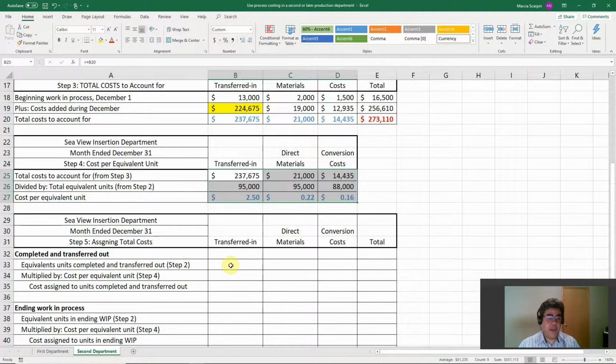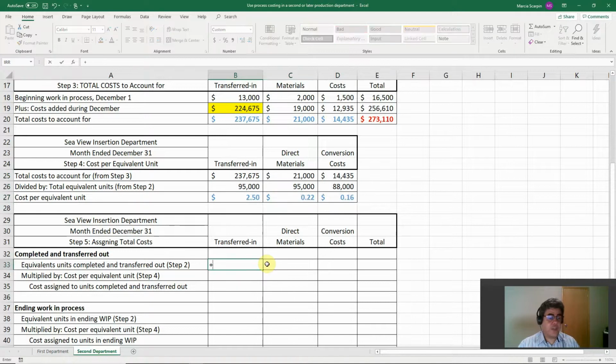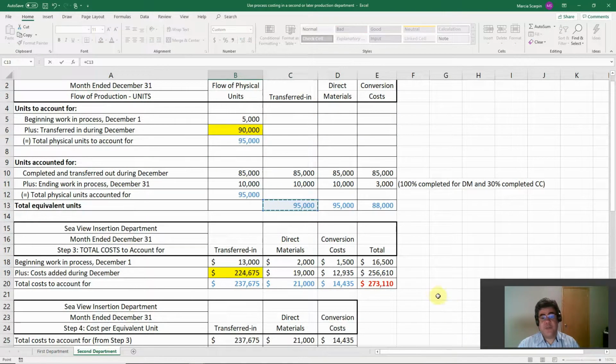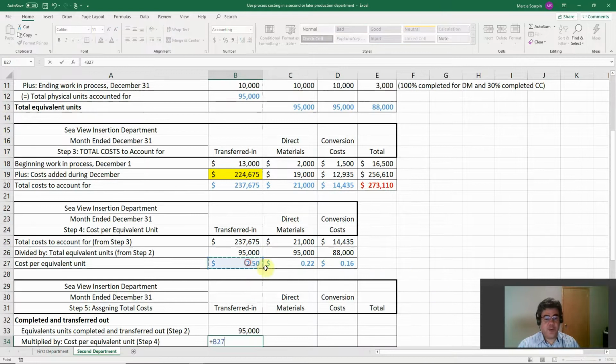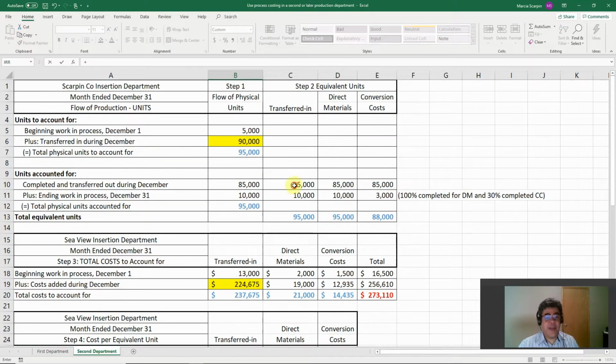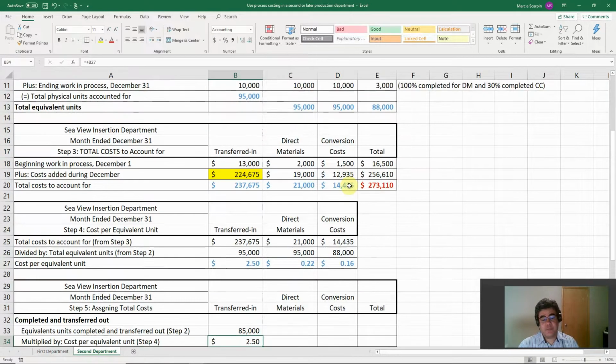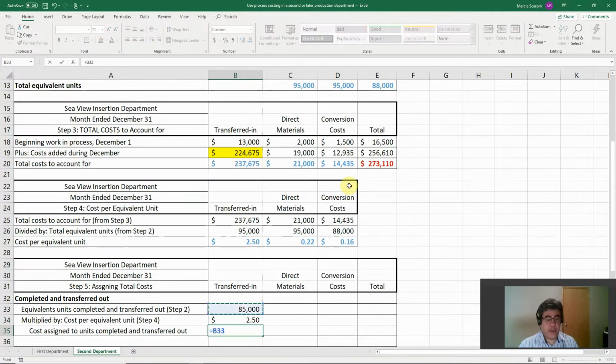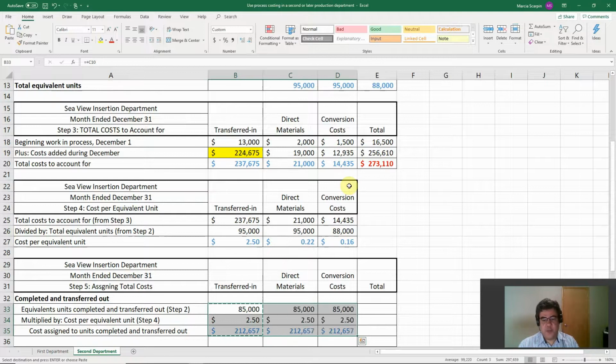Step number five, let's split it into completed and transferred out, and ending work in process. Transferred in equivalent units, 95. Cost per equivalent unit, 2.5. Cost assigned, 95. Whoops, sorry, it's not 95. It is equivalent units completed, 85. Double check it, very common mistake. 85 times 2.5, 212. Copy and paste here, and we will have direct materials and conversion costs.